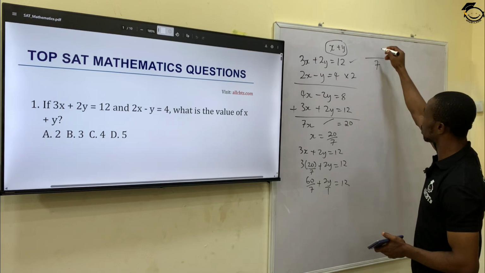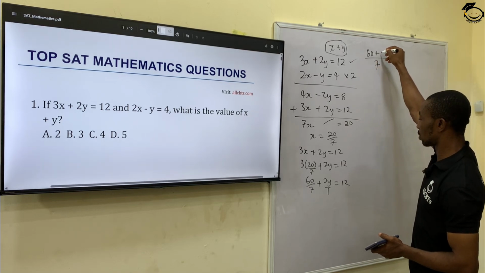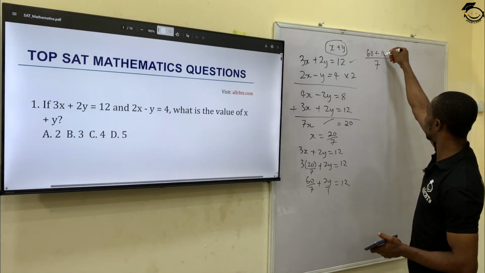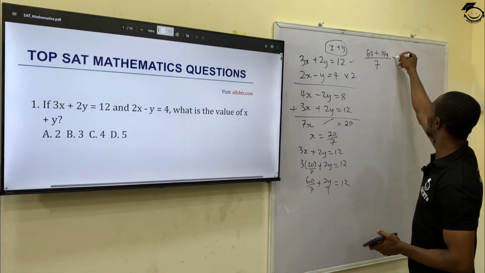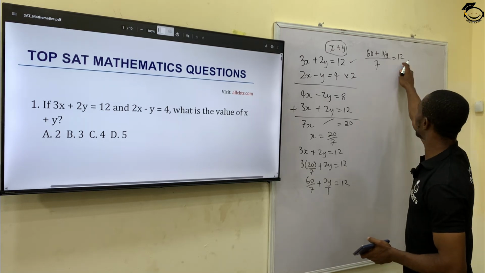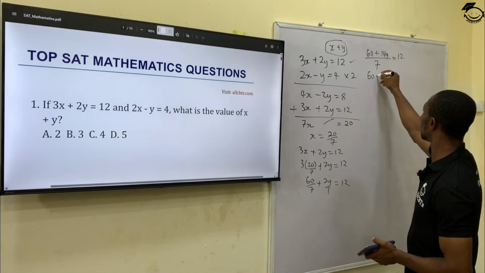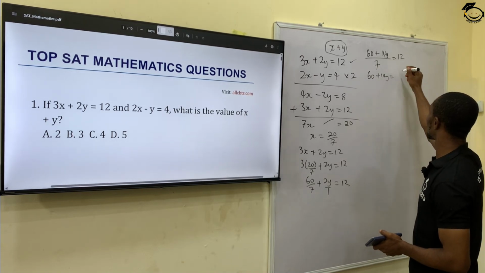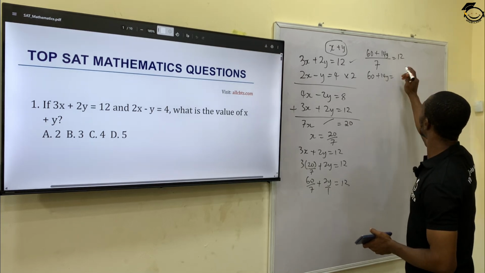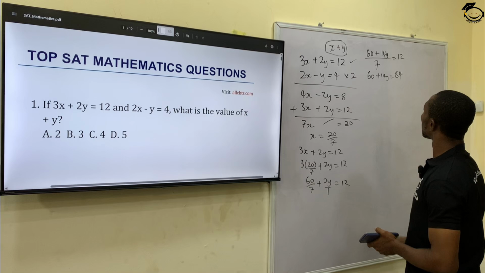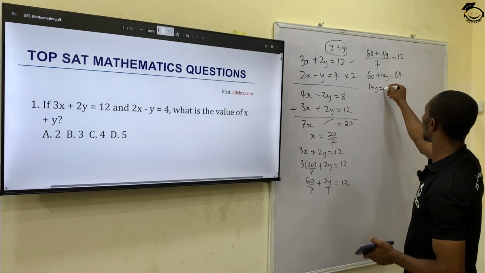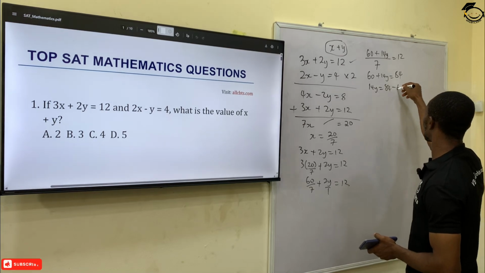All right, this will be 60 plus 14y equals 7 times 12. 7 times 12 will give us 84. So 60 plus 14y equals 84. Okay, so this becomes 14y equals 84 minus 60.